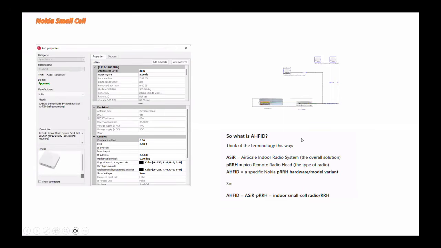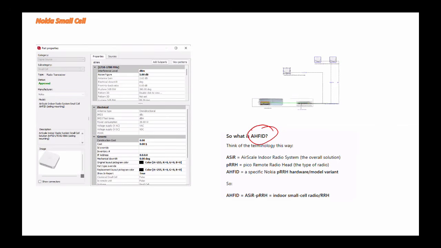Now look at the real Nokia small cell design example in IBWave. On the left, you can see the Nokia AirScale radio system small cell, which is AHFID, right? This is the model number AHFID, which is configured as a radio transceiver in the IBWave database. The AHFID is the actual indoor RF radio or small cell element installed close to the users. In this example, it is a ceiling mount unit providing cellular coverage inside the building.